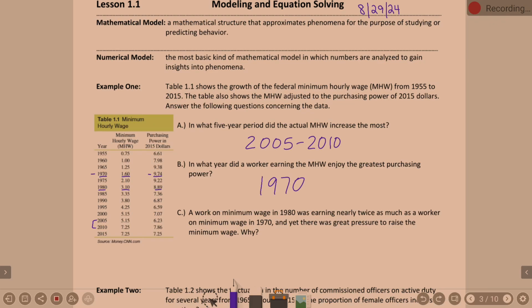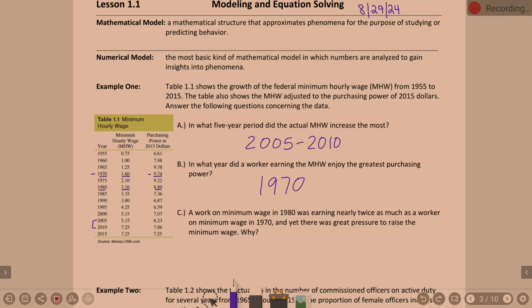So in 1980, we're earning nearly twice as much as in 1970. You go from a minimum wage of $1.60 to a minimum wage of $3.10. But what happens at the same time? Inflation. The purchasing power is going down from 974 to 889, a general decreasing trend. While your minimum wage is increasing, your purchasing power is decreasing. I don't have a specific definition of purchasing power, but think about the value of a dollar: what does a dollar get you? A dollar back in 1955 versus a dollar today in 2024 does not do the same. So that's the idea of purchasing power.